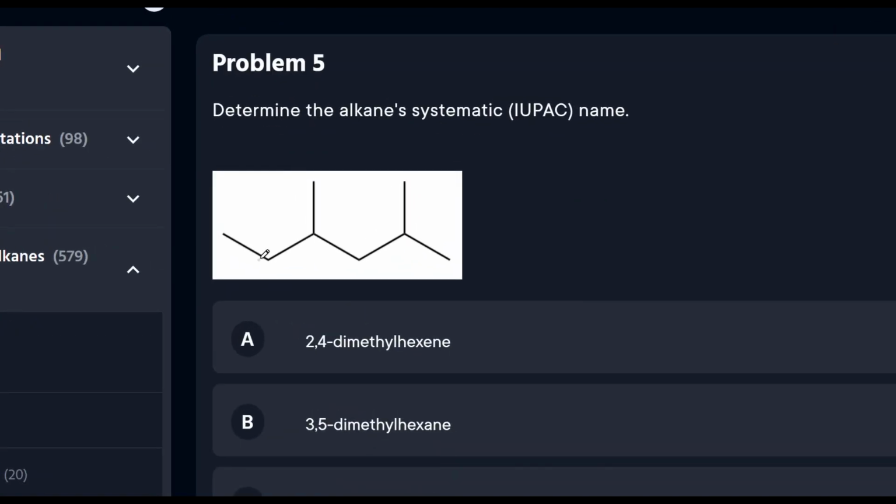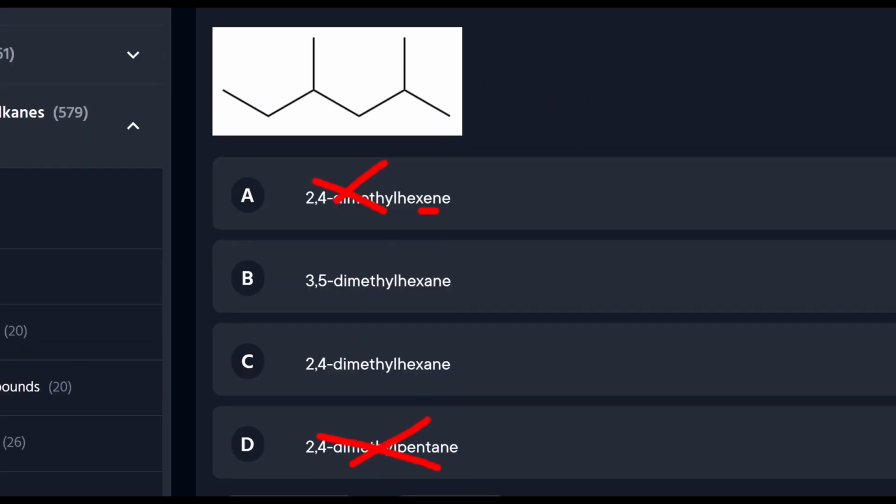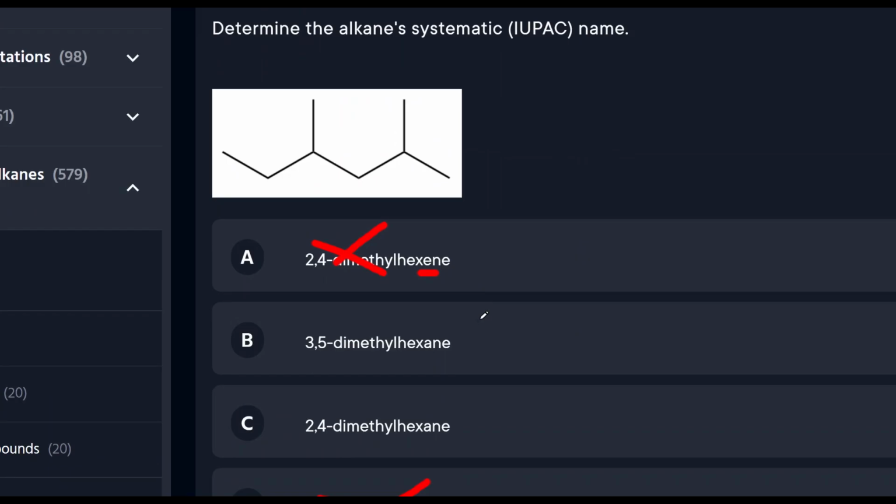1, 2, 3, 4, 5, 6. Yep, both ways it is 6. So it's definitely a hexane. All right. Oh, and also I'm just noticing it almost caught me up here. This has E in it. This is also wrong. E is for alkenes, not alkanes. So right off the bat, we're down to B and C.